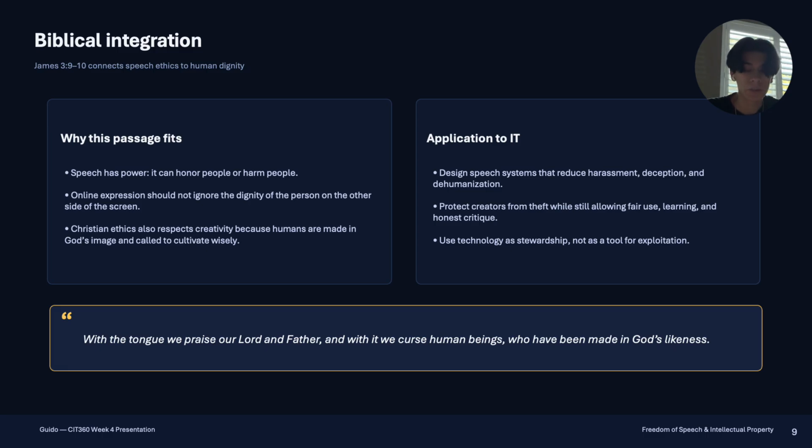For biblical integration, I chose James 3:9 through 10 because it talks about the power of speech. It also says that with the tongue we praise God, but also curse human beings who are made in God's likeness. That connects to online speech because people can forget that there's a real person on the other side of the screen. It also connects to intellectual property because creativity reflects human dignity. And if people can make things, we should not casually steal or exploit their work.